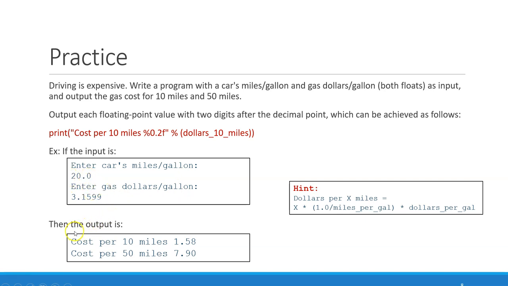Your program should output these values: per 100 miles, how much, and per 50 miles, how much it's going to be. And here I give you a hint to do the calculations. Think about it, take a look at it, and then watch the following video when I solve these 2 problems.